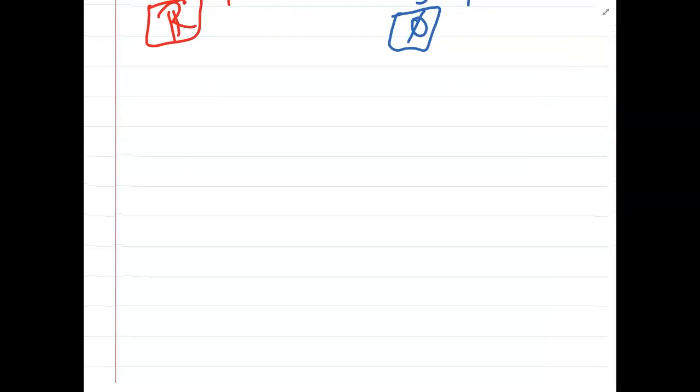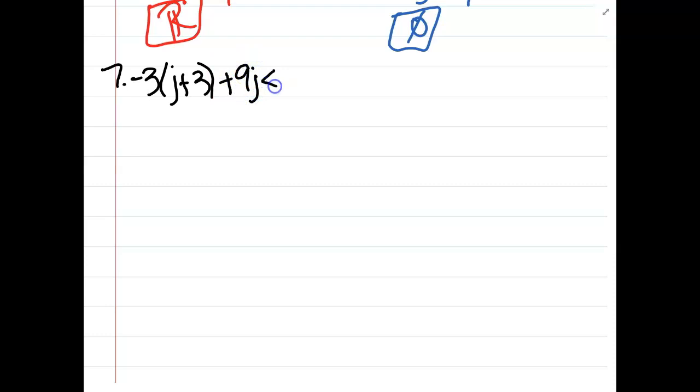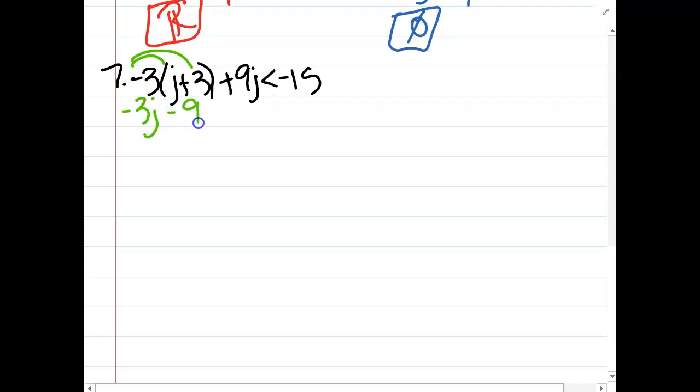Okay, number 7, negative 3 times the quantity j plus 3 plus 9j is less than negative 15. Okay, what's my first step here? Distribute. Make sure you distribute a negative 3 both places. So it'd be negative 3j. Negative 3 times 3 would give me a negative 9. And then plus 9j is less than negative 15.